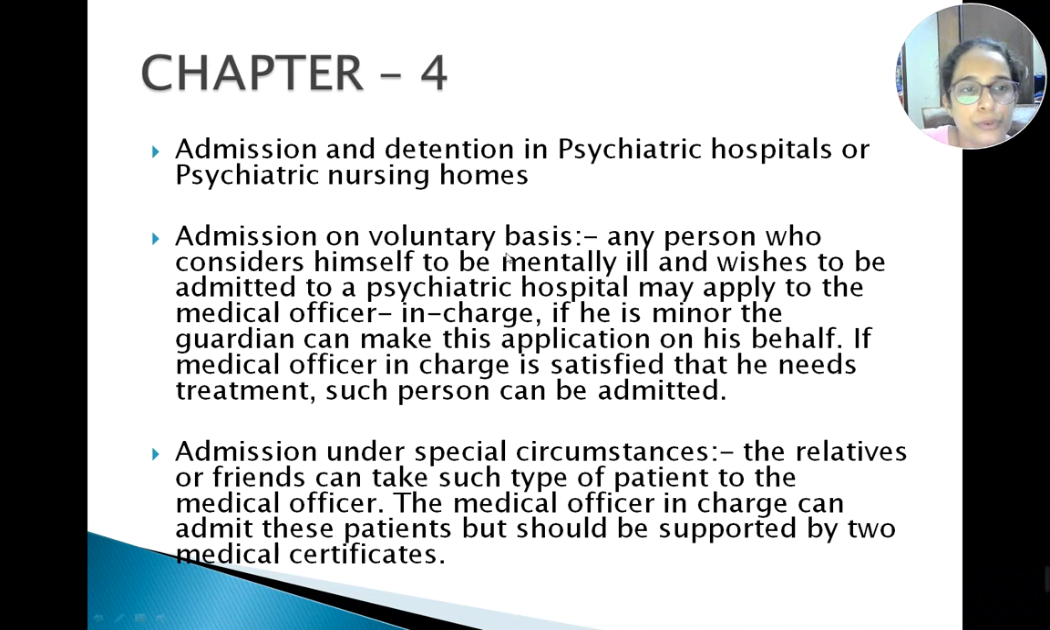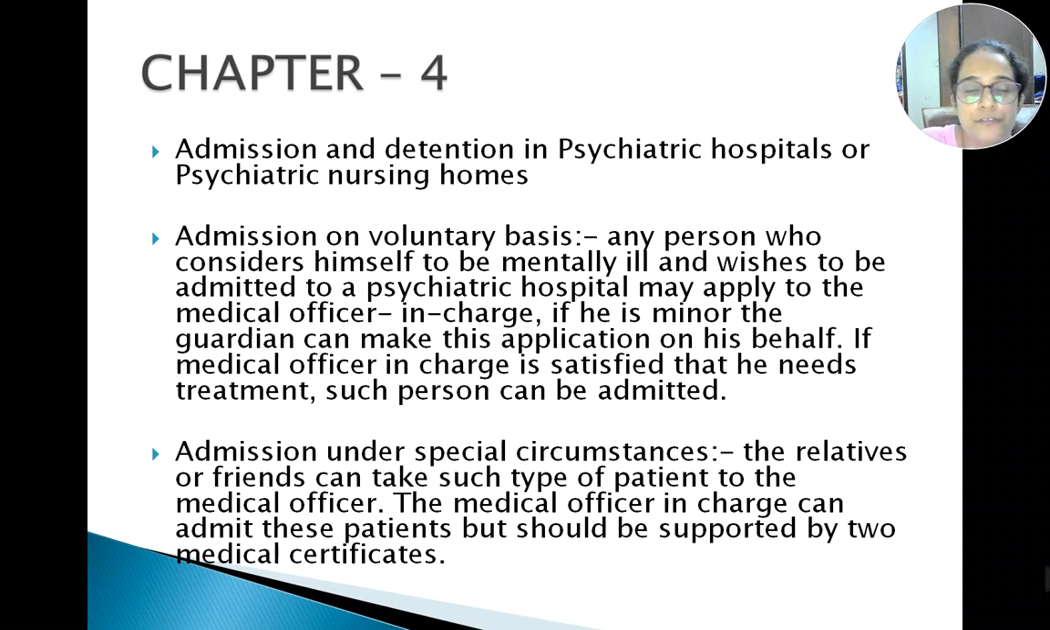The patient will come to you in the psychiatric hospital and tell you, I am having this problem, I want to be admitted in this hospital for treatment. The second type of admission is admission under special circumstances. Relatives or friends can take such patients to the medical officer. The medical officer in charge can admit these patients but it should be supported by 2 medical certificates. This means at the time of admission they need 2 certificates.